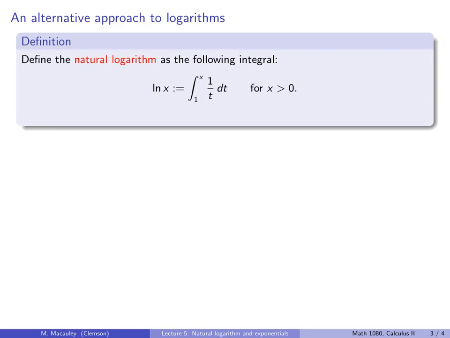So the number e you may have seen arise in several different places. It has multiple different ways that it can be defined. Here's one way to define it in this context. Define the number e to be the value of x such that the natural log of e equals 1.